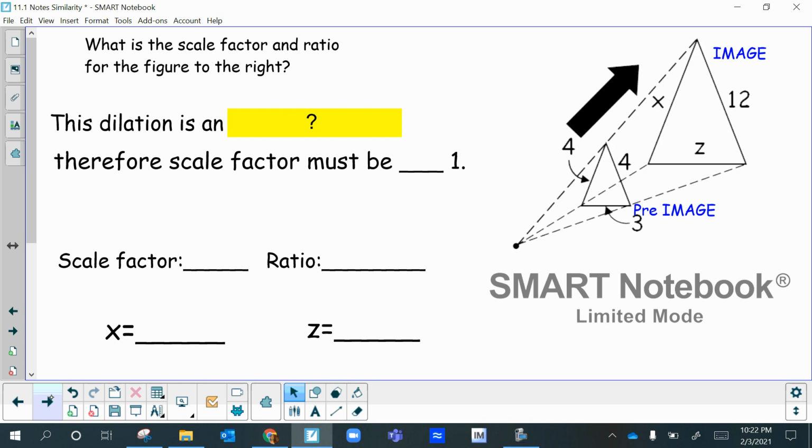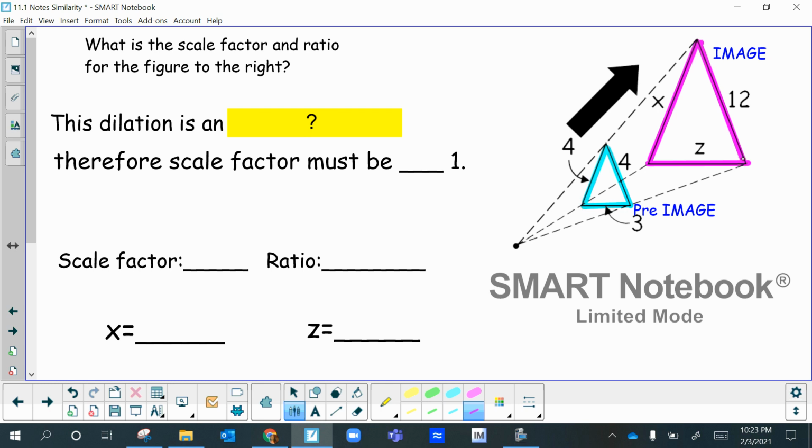Okay, so let's go into what a dilation looks like, okay? So in here, we're going to be able to answer what is the scale factor for this image and the ratio for these figures to the right. So just look at this for a second. This is going to be our pre-image that I just highlighted in blue. And then our image, our new one, is going to be this one here that I'm highlighting in pink.